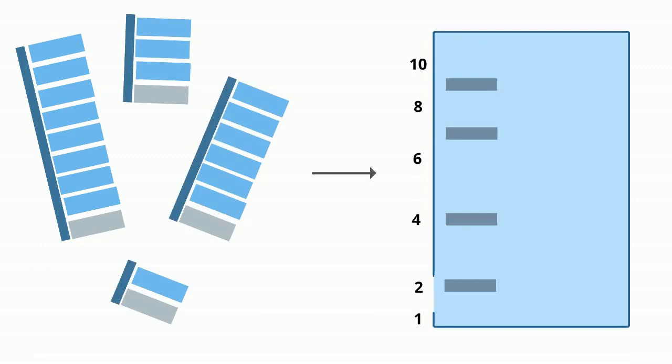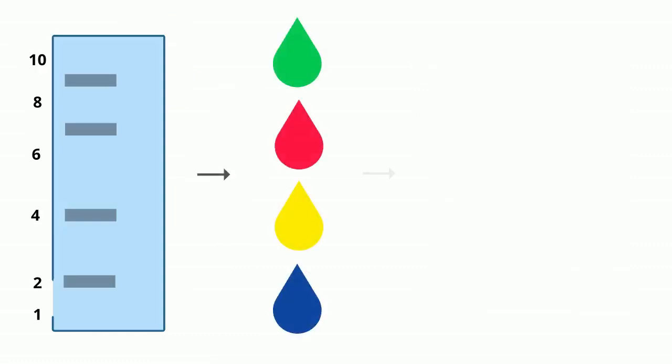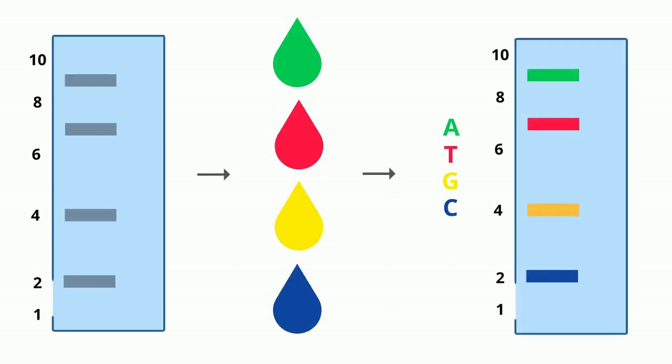Because of how the DNA replication was terminated, we're able to read the gel from bottom, or the smallest fragment, to top, or the largest fragment, and can see how the DNA is organized. To figure out the sequence from the DNA organization, we need a way to differentiate which fragments mean what nucleotides. We do this with fluorescent dyes.